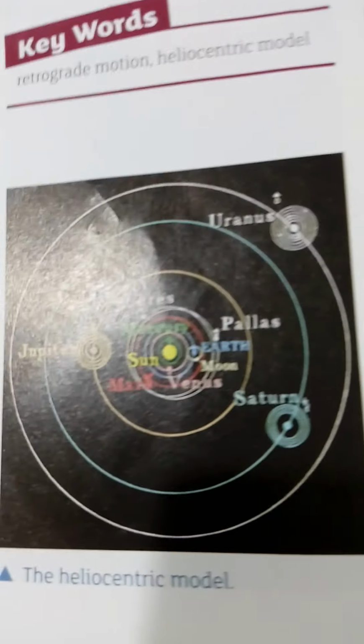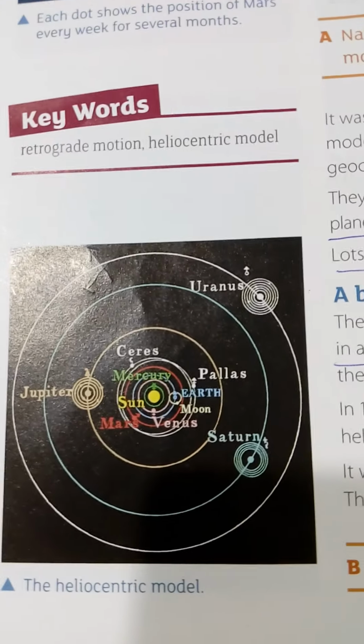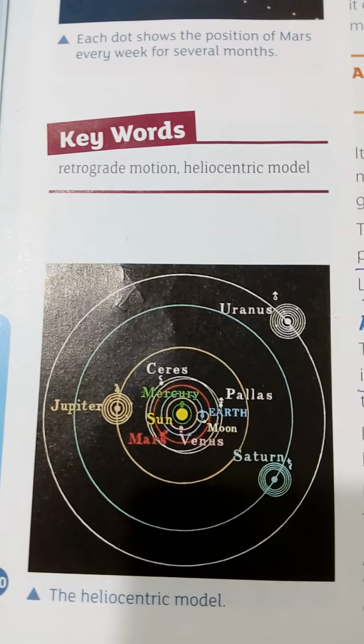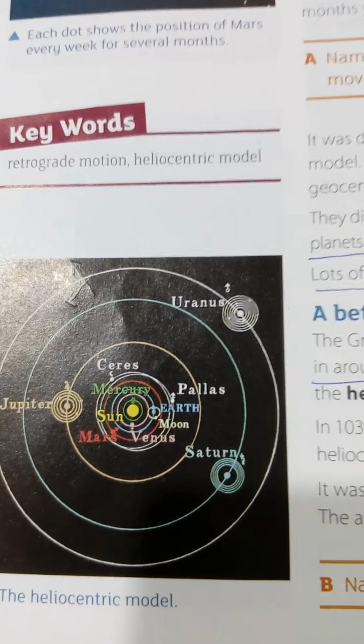So basically, this is what we mean by the heliocentric model. And you can see the heliocentric model over here. You can see it in your book. You can see it very clearly. Yes, you can see the sun and then all the other planets around it. The sun is at the middle, and this is what we mean by the heliocentric.